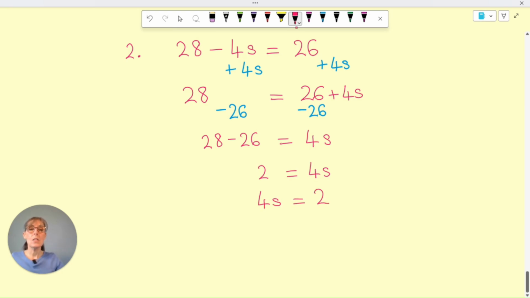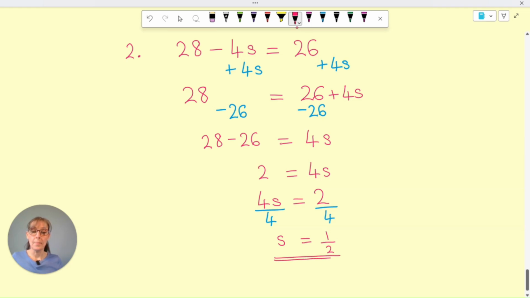Now, how do we make s 1? How do we make 4 into 1? 4 divided by 4 equals 1. What we do to one side, we do to the other. So now we've got 4 divided by 4 is 1. We've got 1 lot of s equals 2/4. Can you rewrite 2/4 to make it simpler? As in the same fraction, but just simplify the numbers. Divide the top and bottom by 2, so that gives us a half.